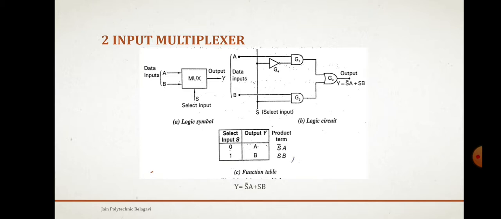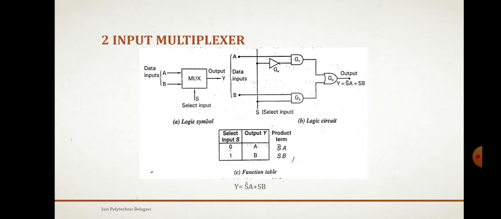So you can see here the logic function table. If the select line is 0, the output Y will be A. If select s equal to 1, then the output will be B. The product term will be s bar A, so s bar means the value should be inverted: s equal to 1, s bar equal to 0. So the product terms are s bar A plus s B, so Y equal to s bar A plus sB. That is the Boolean expression.